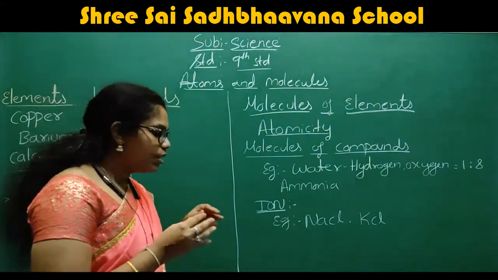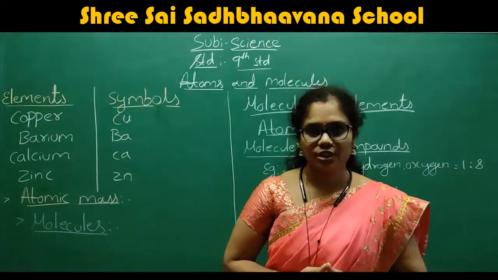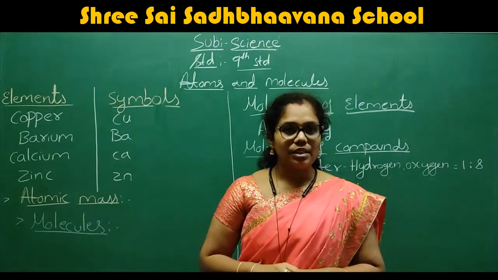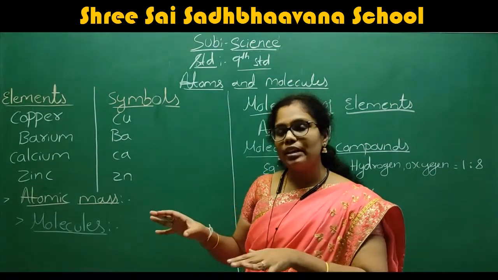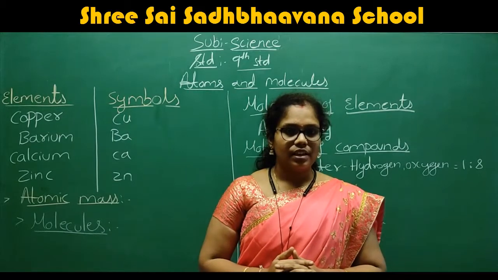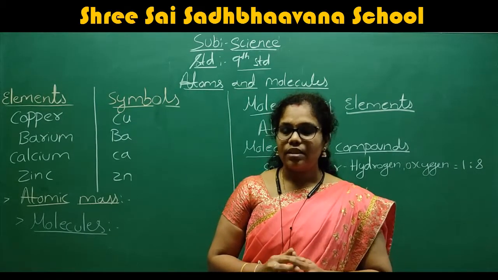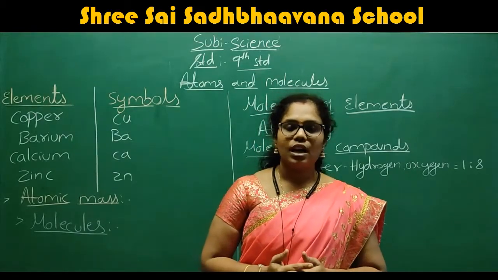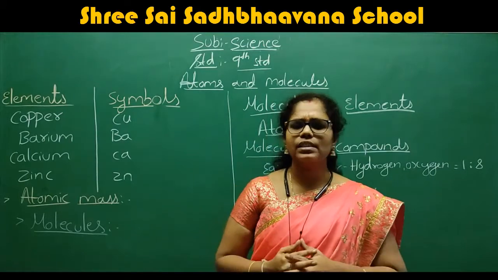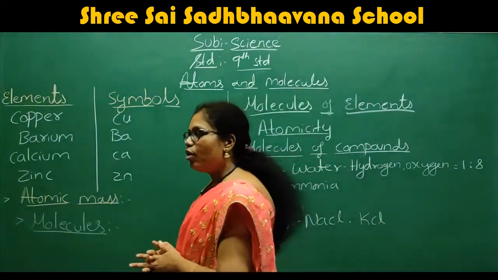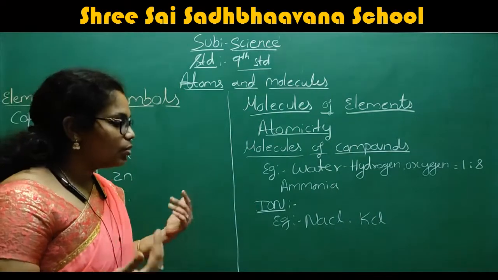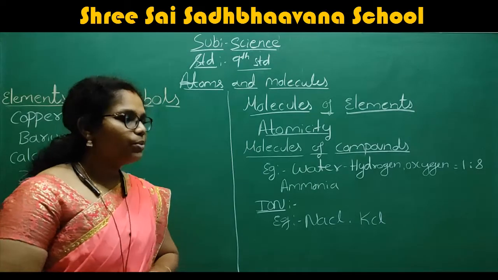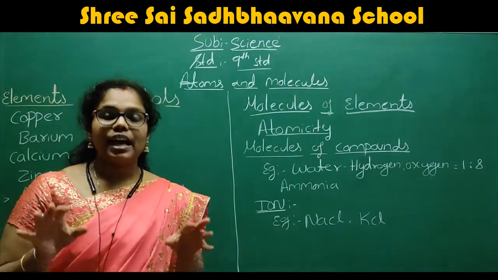Now we continue with the chapter on how to write the elements by the use of the IUPAC. Now we are going to discuss how we write the symbols for the elements by the use of the IUPAC. What is this IUPAC? What is the full form of the IUPAC? What are the rules given by the IUPAC to write the symbols of the elements?